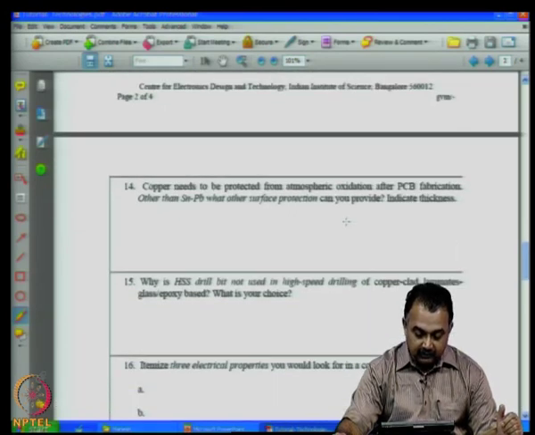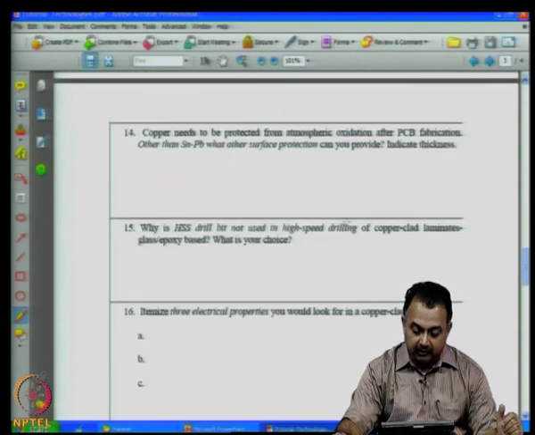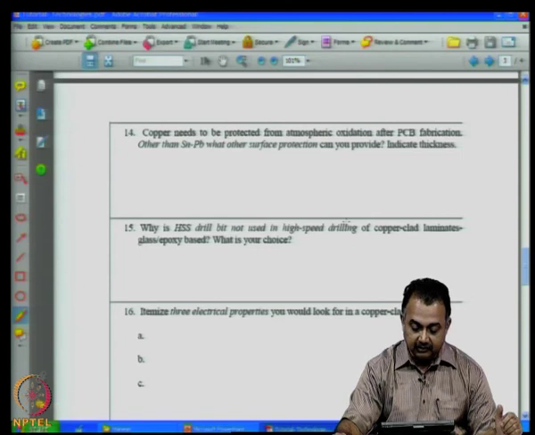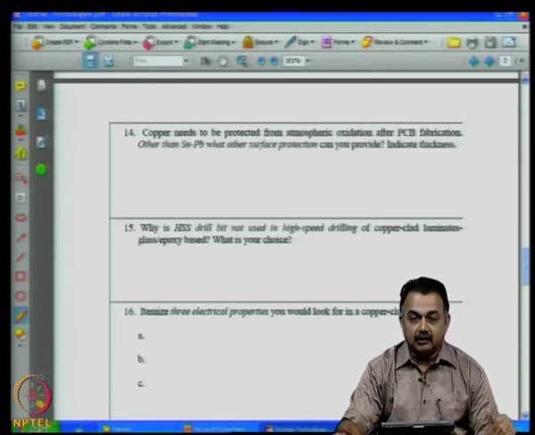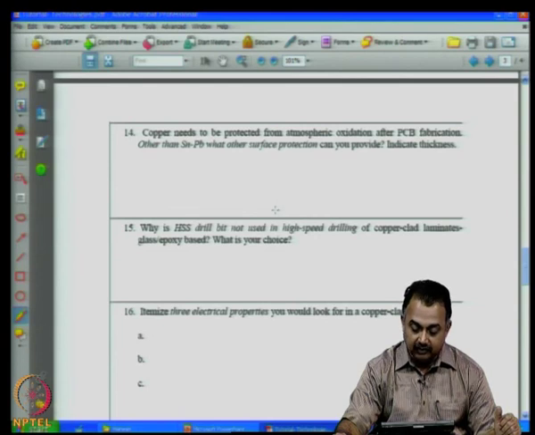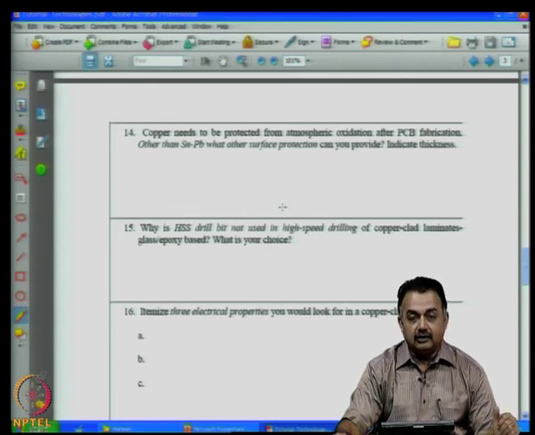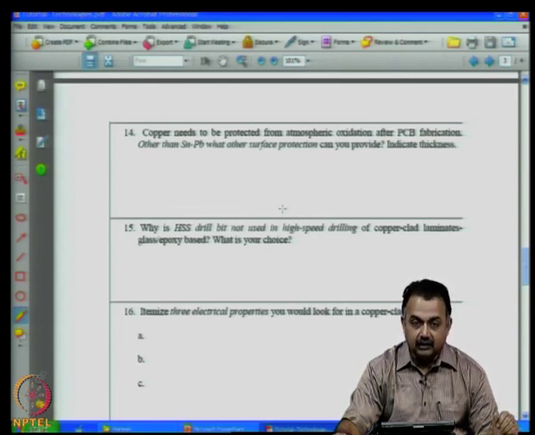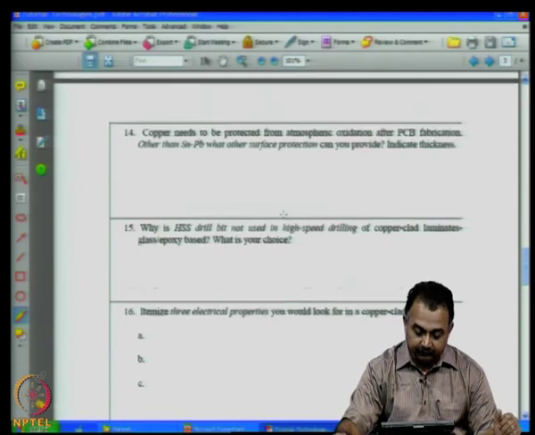A couple more questions. Copper needs to be protected from atmospheric oxidation after PCB fabrication. What other protection can you give other than tin lead? So, you can use typically tin coating, if lead is not being used today. You can ideally use nickel gold, okay? Nickel to the extent of 5 microns and gold to the extent of less than 1 micron can be used.